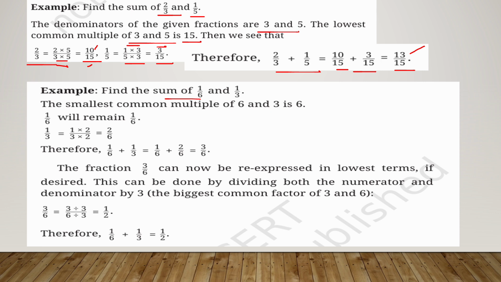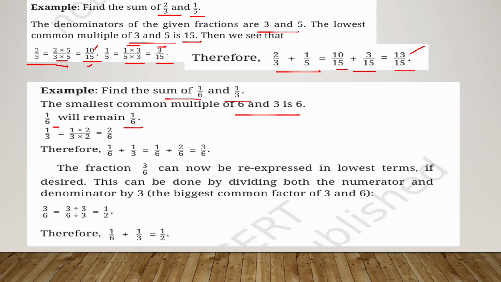Find the sum of 1 by 6 and 1 by 3. Here also the denominators are different, 6 and 3. You have to find equivalent fractions before adding. So you have to find the LCM of 6 and 3. The smallest common multiple of 6 and 3 is 6. So 1 by 6 will remain 1 by 6.